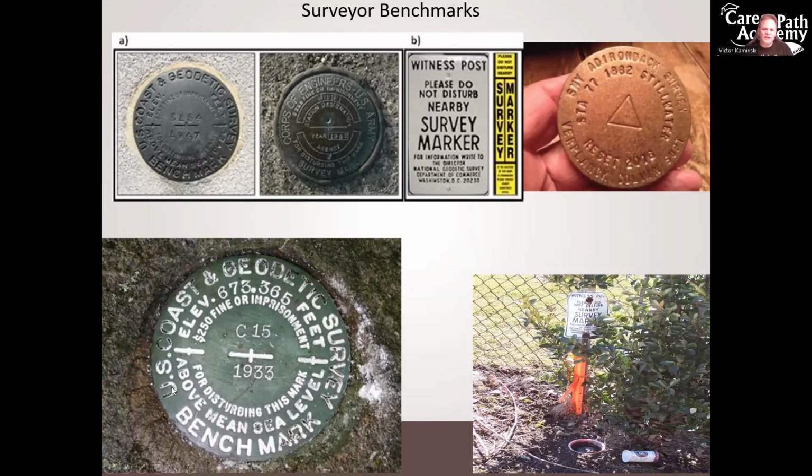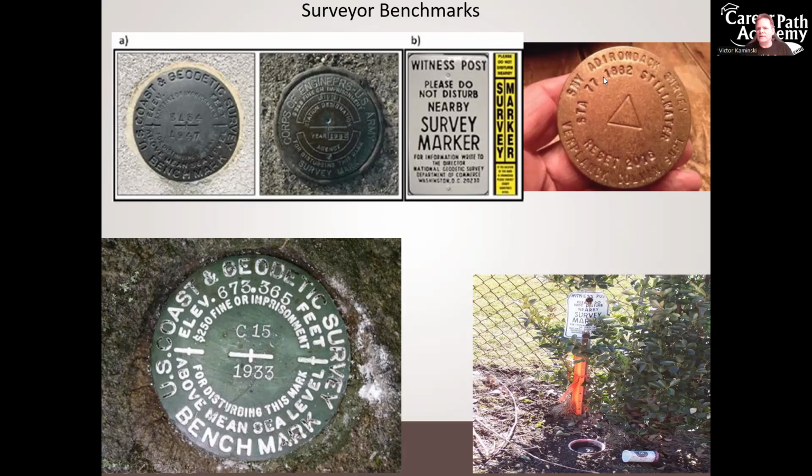It was installed by the U.S. Coast and Geodetic Survey benchmark. Let me see, $250 fine or imprisonment for disturbing this mark. I guess that was a lot of money back in 1933 when they installed it. And look, it shows you the elevation as of this point above sea level as well.